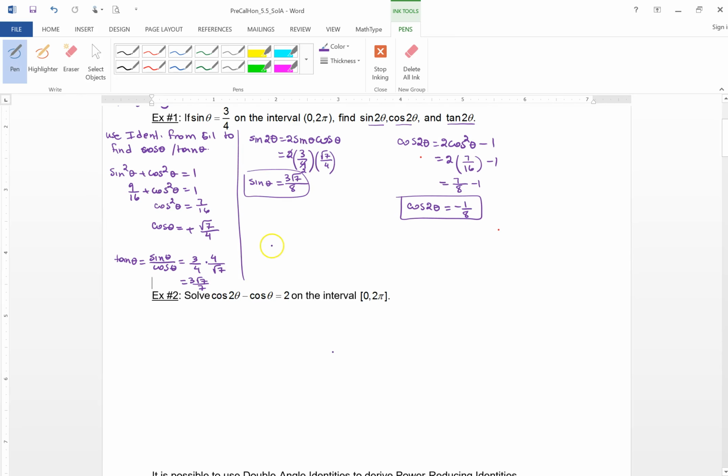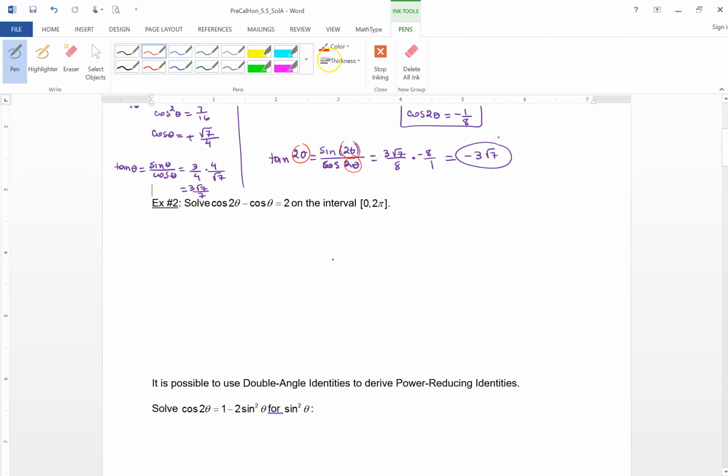So tangent of 2 theta is sine of 2 theta over cosine of 2 theta. Just make sure that your angles are consistent. So that's 3 root 7 over 8 times negative 8 over 1. This is negative 3 root 7. Okay? Just make sure that these angles are all consistent, 2 thetas. Okay? All right, we use these to solve equations.